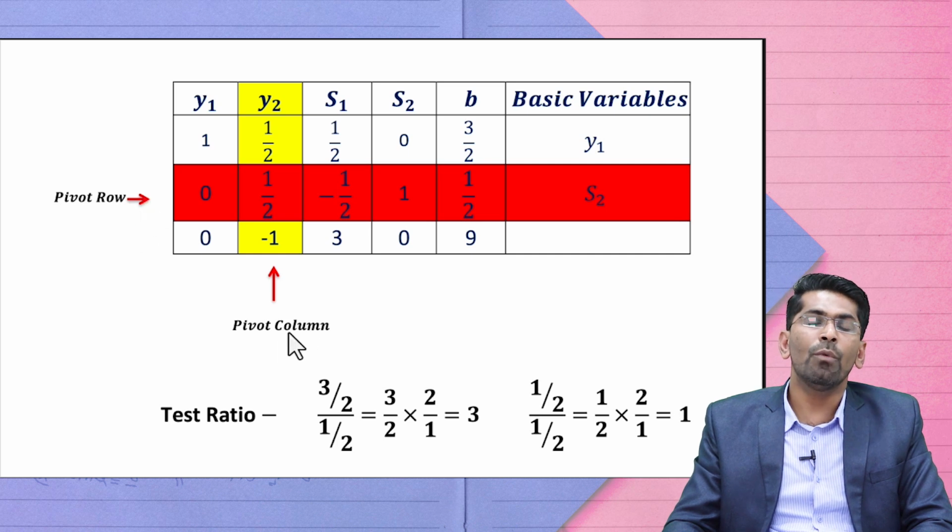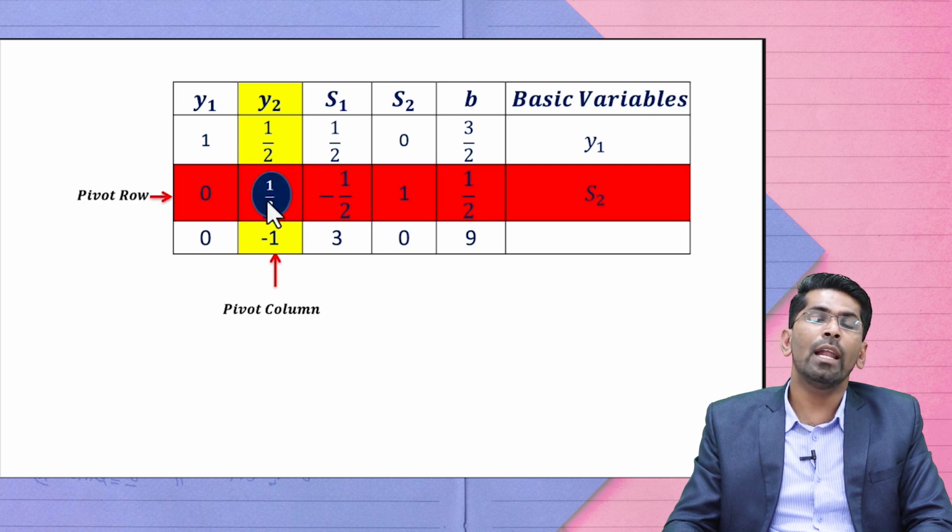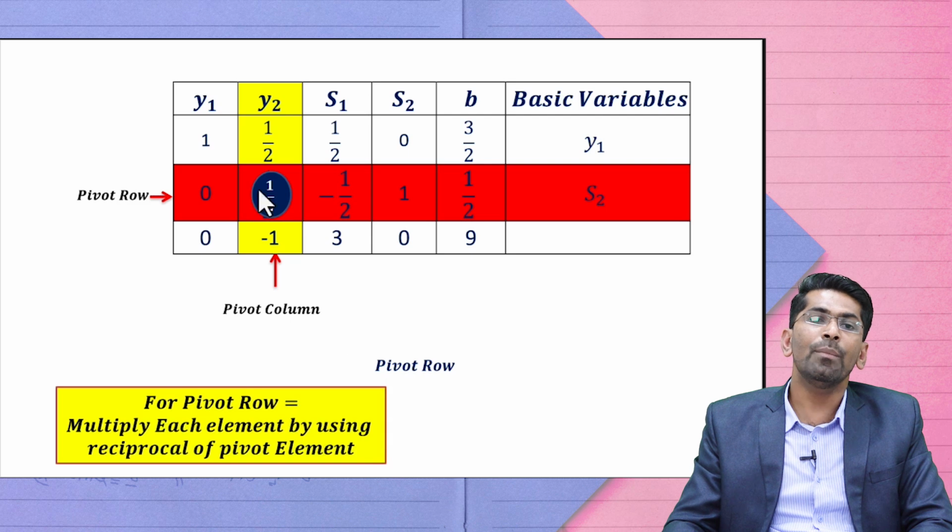So we have the pivot column as well as the pivot row. Now we are going to find the pivot element. The pivot element is the intersection of the pivot column and the pivot row. So 1 by 2 will become the pivot element here. After identifying the pivot element, we are going to replace the old values with new values. So how do we get a new value? We have a formula for that.